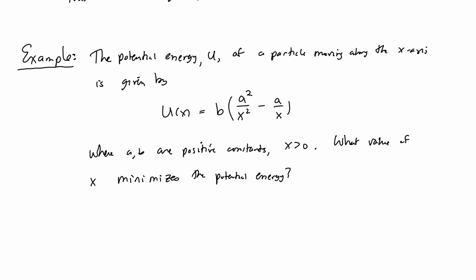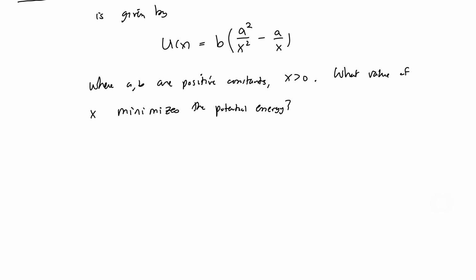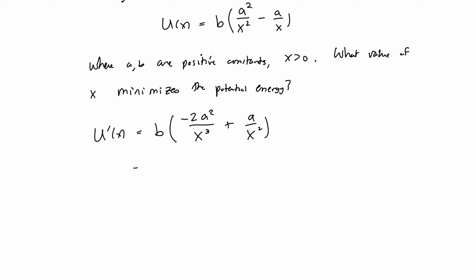So once again, we're looking for critical numbers here. So let's take the derivative. This b is a constant, so that just stays where it is. I'm going to get minus 2a squared over x cubed plus a over x squared. So notice I can factor an a over x squared out, so I'll have ab over x squared. And then if I factor out, I get 1 minus 2a over x.